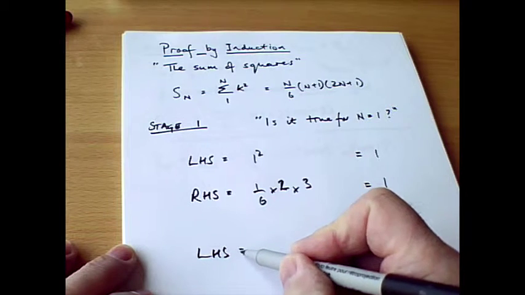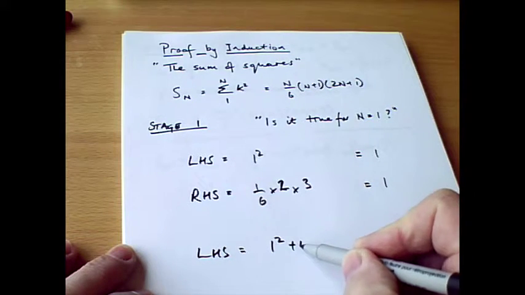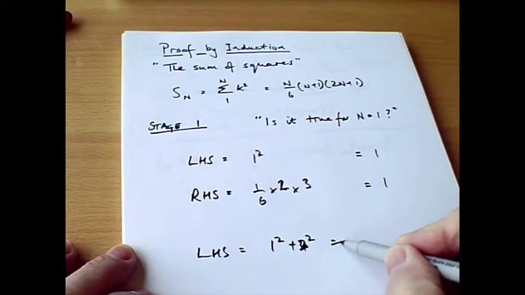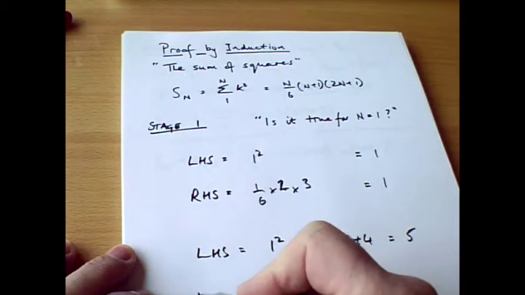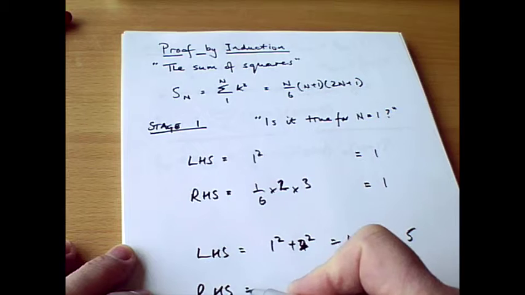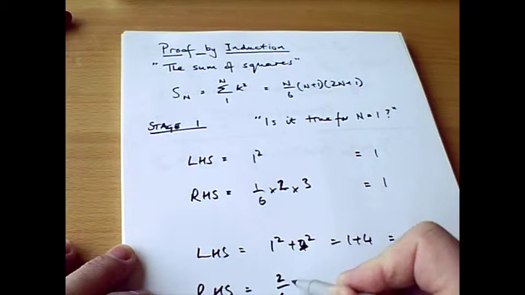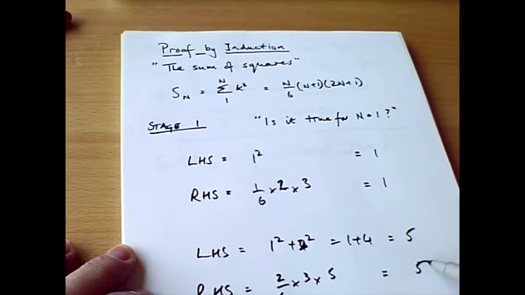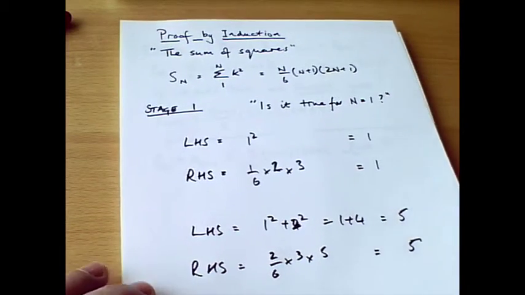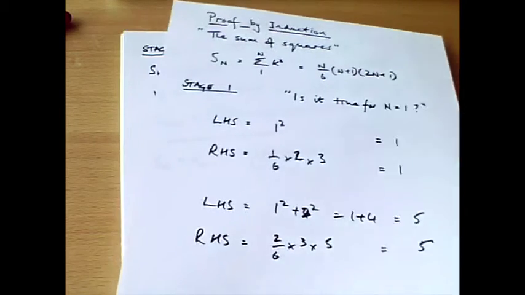Emotionally, you may need to try the first two terms. 1 plus 4 equals 5. The formula is now 2 over 6 times 3 times 5, and that again is 5. The process will work for the first term, first two terms.